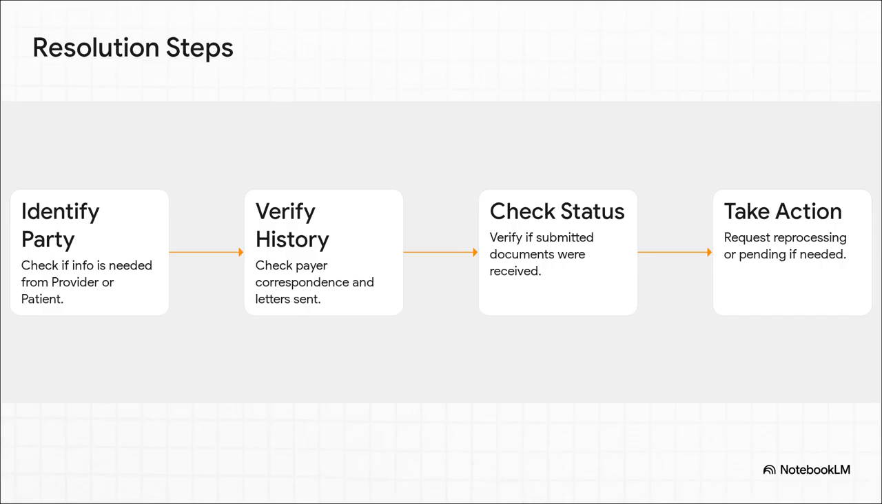Step 3, check the receipt status. Did we already send this stuff and did they get it? And finally, Step 4, take action. If they have the documents now, push them for reprocessing. If they don't, figure out how to get those documents over to them securely and fast.